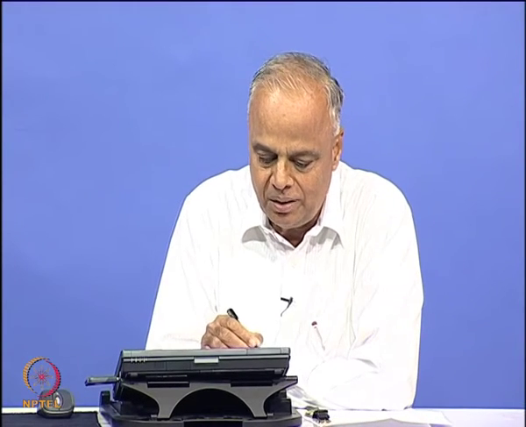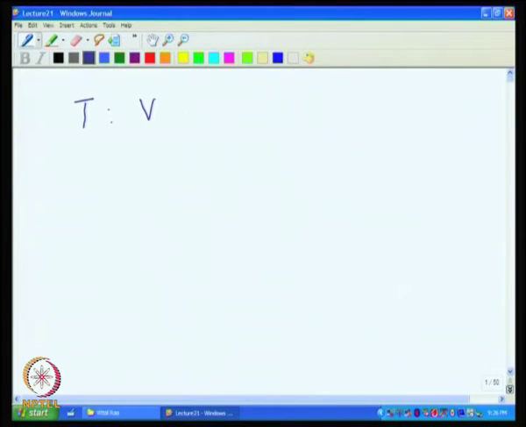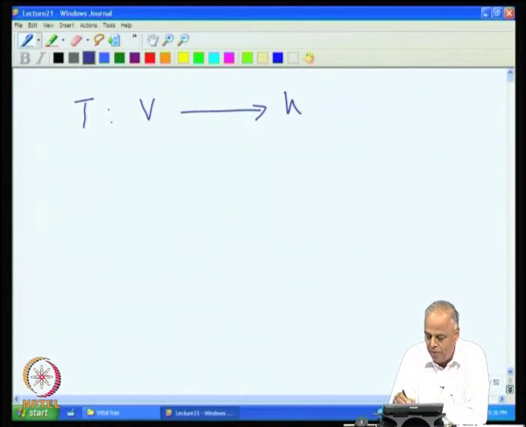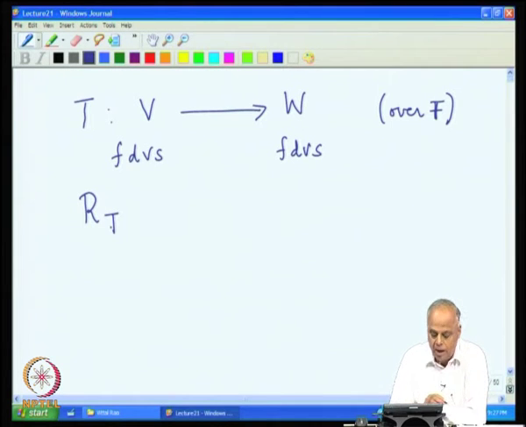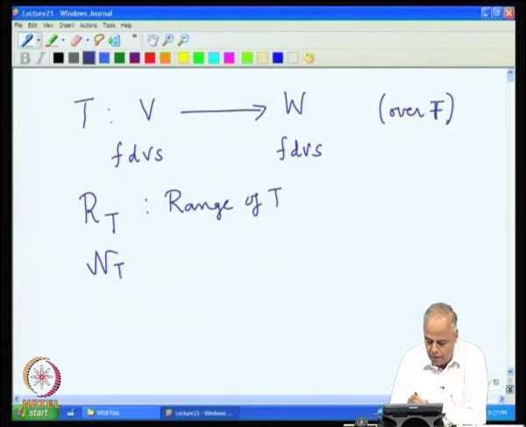We have been looking at linear transformations T from a finite dimensional vector space V to a finite dimensional vector space W. Let us say V is a finite dimensional vector space, W is a finite dimensional vector space, and we have a linear transformation from V to W. We assume that both these vector spaces are vector spaces over a field F. We looked at two fundamental subspaces connected with T. One is R T, the range of T, and the other was the null space of T, which we denoted by N of T.